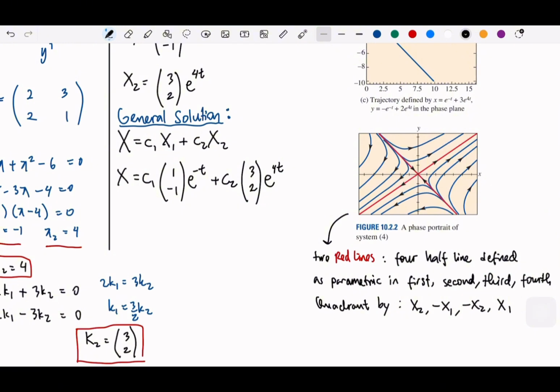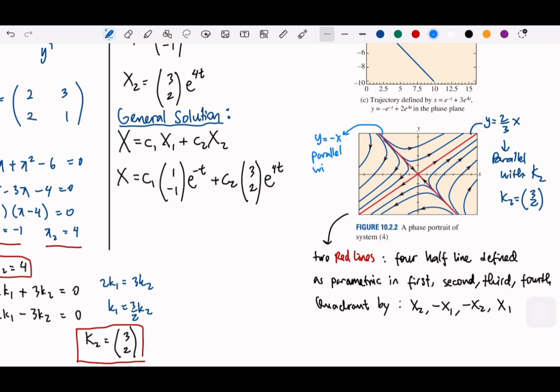So one line is going to be this one here. It's going to be y equal 2 over 3 x, which is parallel with the eigenvector, because this is parallel with K2. K2 is 3, 2. Okay. And then the other one is going to be y equal negative x. This is parallel with K1. K1 is 1, negative 1.